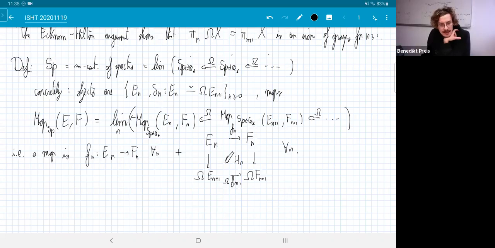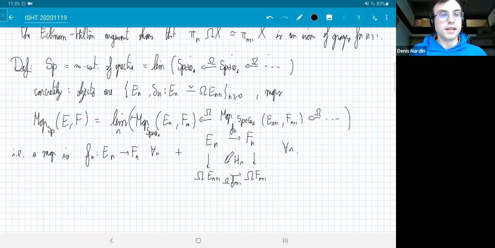Okay, thanks. This is similar to how you define the homotopy fiber, which is also an example of a homotopy limit. Are there questions about this?